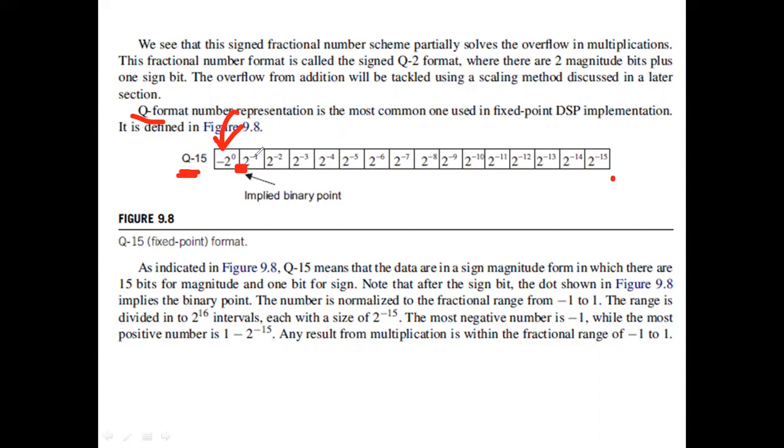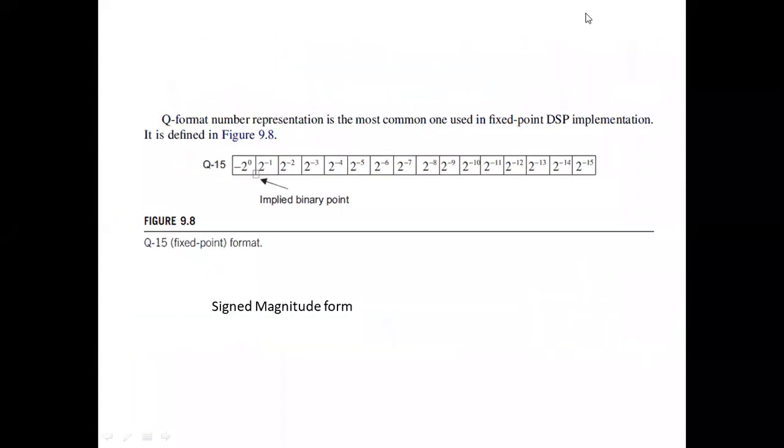In this particular case, the maximum possible number that you can get, so you can see, it starts from 0.5 plus 0.25 plus 0.125 and so on. So the maximum number you can get is 0.999 and so on, and the least possible number that you can get is -1. So you do not exactly get a +1, you get some number almost closer to 1. So that's a typical Q15 notation. You'll find later that it's usually Q15 notation that is mostly used.